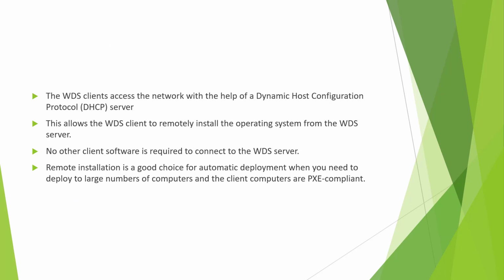The WDS client will access the network. Typically, it will be given an IP address using DHCP. This allows the WDS client to remotely pull or configure itself to pull data from the server. No other client software is required for connection to the WDS server.